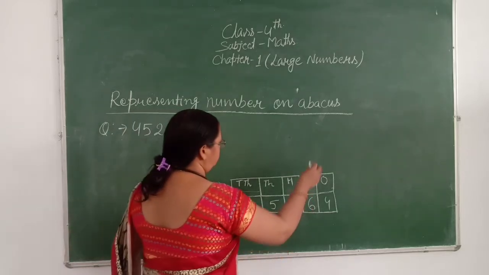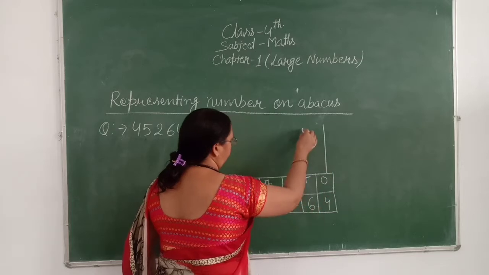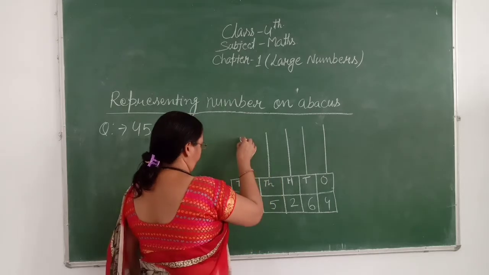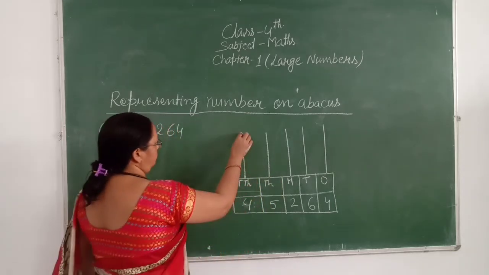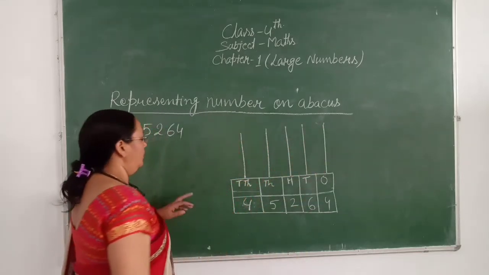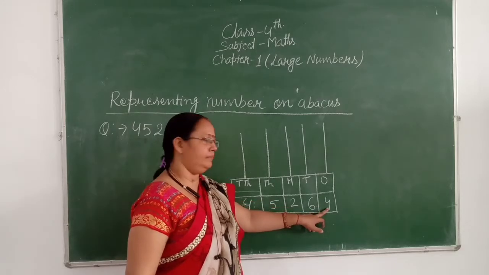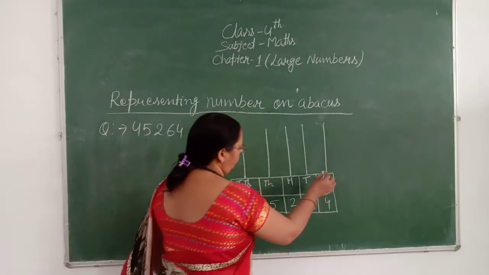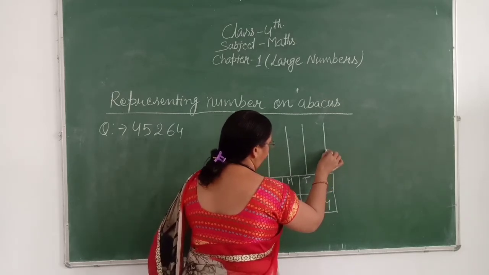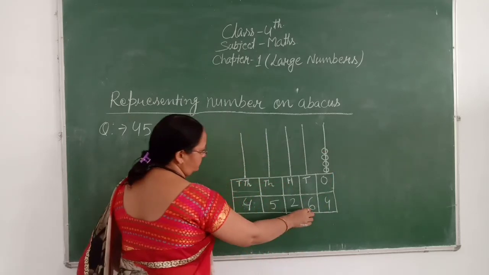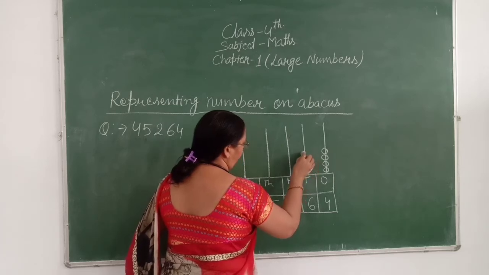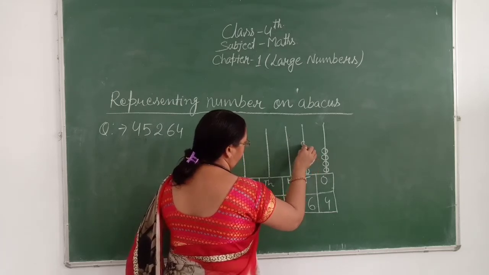Now draw the spike. This is spike. And now draw the beads for the number. जैसे यहाँ 4 है, इसमें हम 4 beads लगाएंगे. 1, 2, 3, 4. यहाँ पे 6 है, तो 6 beads लगाएंगे. 1, 2, 3, 4, 5, 6.